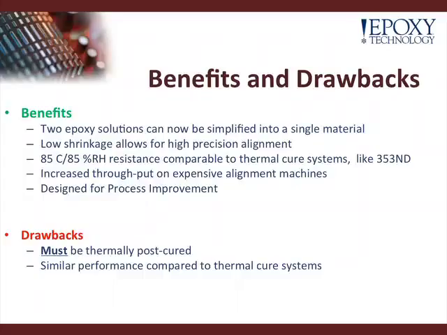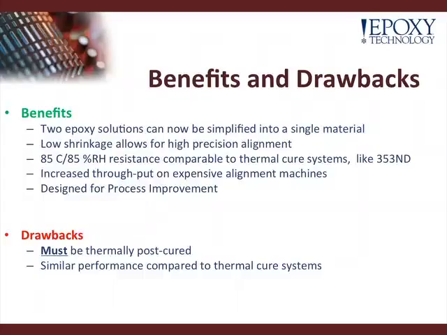Additionally, they have very, very low shrinkage, great for high alignment, high precision optics. I've gotten feedback from customers that the shrinkage of these systems can be as low as 0.1 to 0.5%, even lower than your UV cationic systems. Additionally, the 8585 or damp heat resistance is comparable to thermal cure systems like our 353ND. The 353ND is well known for being able to go through autoclave, for example, in the medical industry, and these have comparable performance to that.